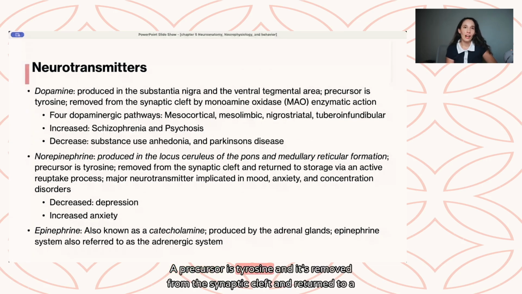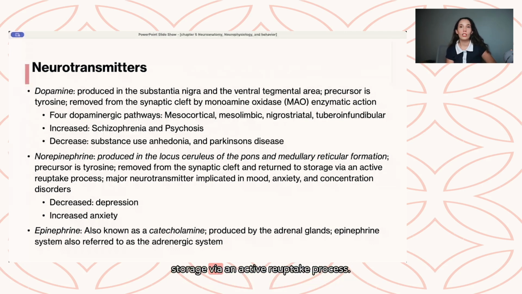A precursor is tyrosine, and it's removed from the synaptic cleft and returned to a storage via an active reuptake process. Major neurotransmitter implicated in mood, anxiety, and concentration disorders. When decreased, we see depression. When increased, we see anxiety.